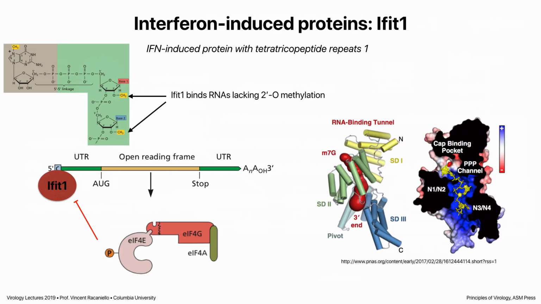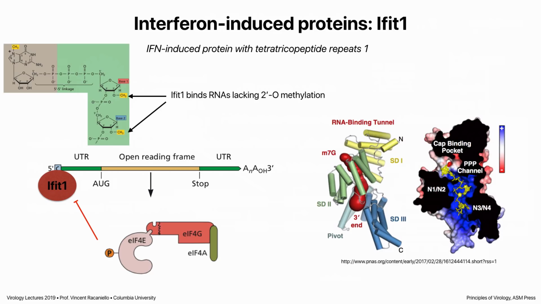And on the right, you can see a space-filling model where we've cut away the IFIT1, and you can see the m7G in there. That will only bind if it lacks the 2' methyl groups, because the methyls are going to block the entry of the cap into this protein if they're present. So any virus that lacks 2' O methylation in its capped mRNAs is going to be bound by this, and its translation will be inhibited.